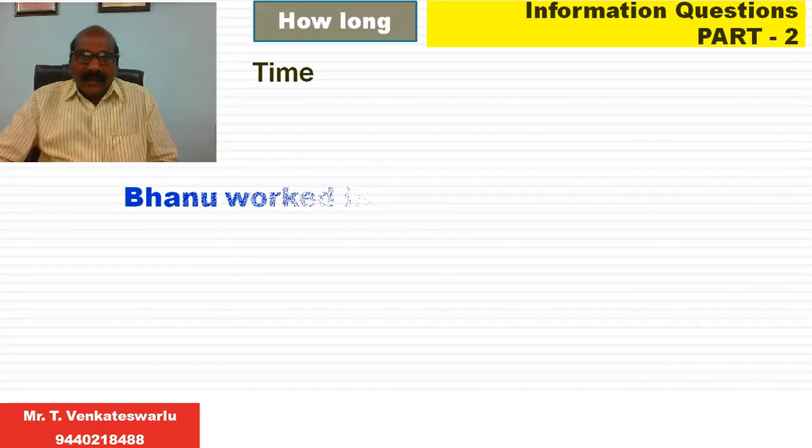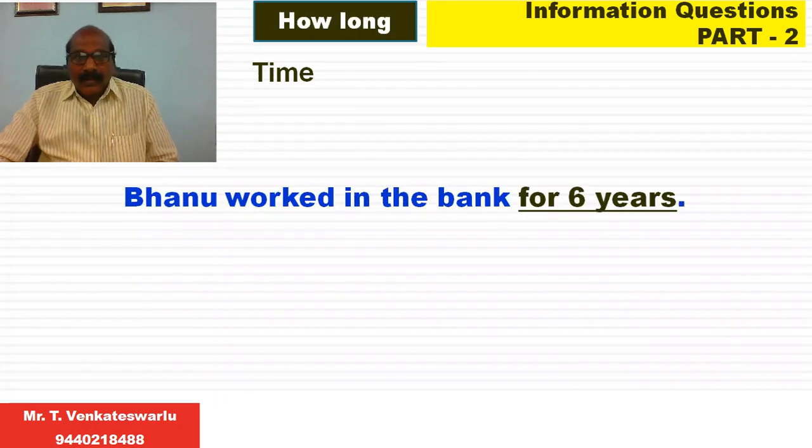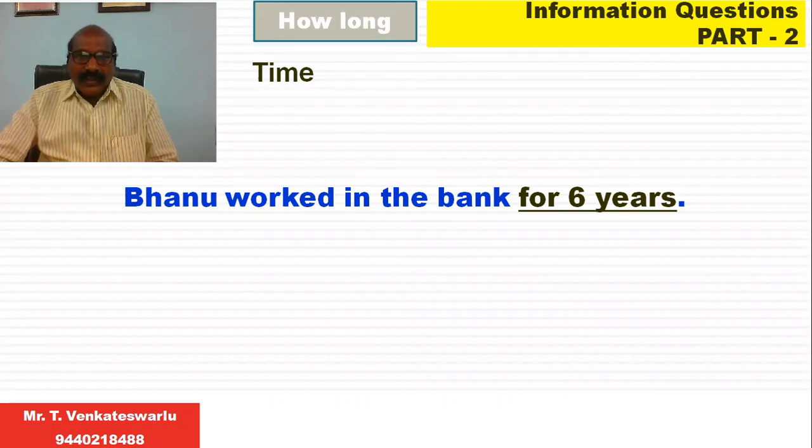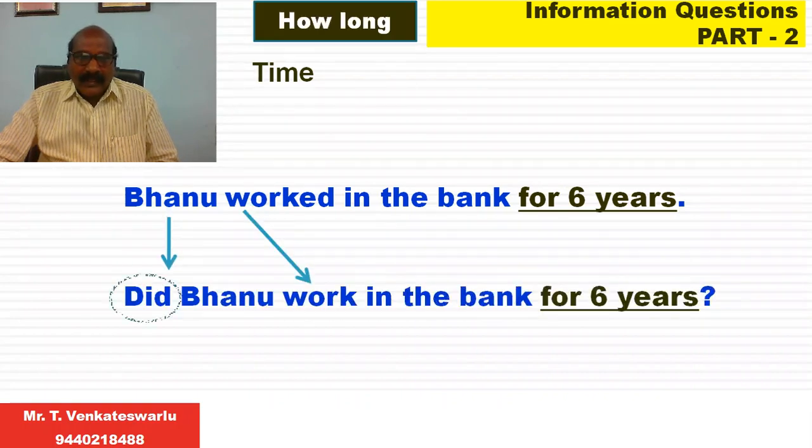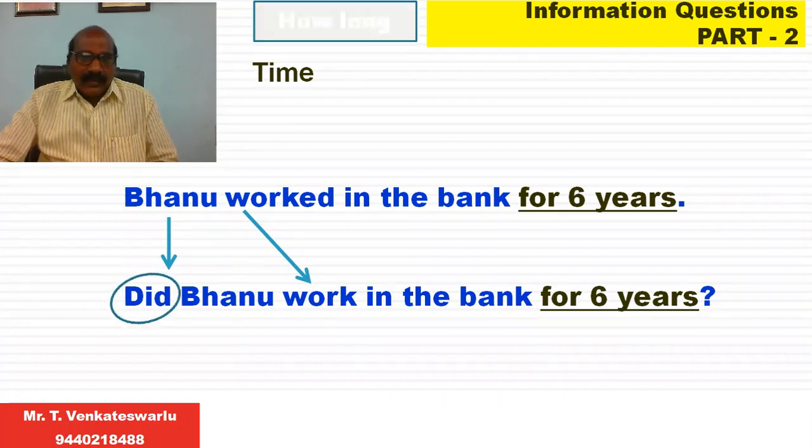Next, another example. Banu worked in the bank for 6 years. And the verb in the given sentence is in simple past tense. And when you find the verb in simple past tense, use did at the beginning to frame the yes or no type question. And the verb in simple past tense becomes the verb in simple present tense. Did Banu work in the bank for 6 years?